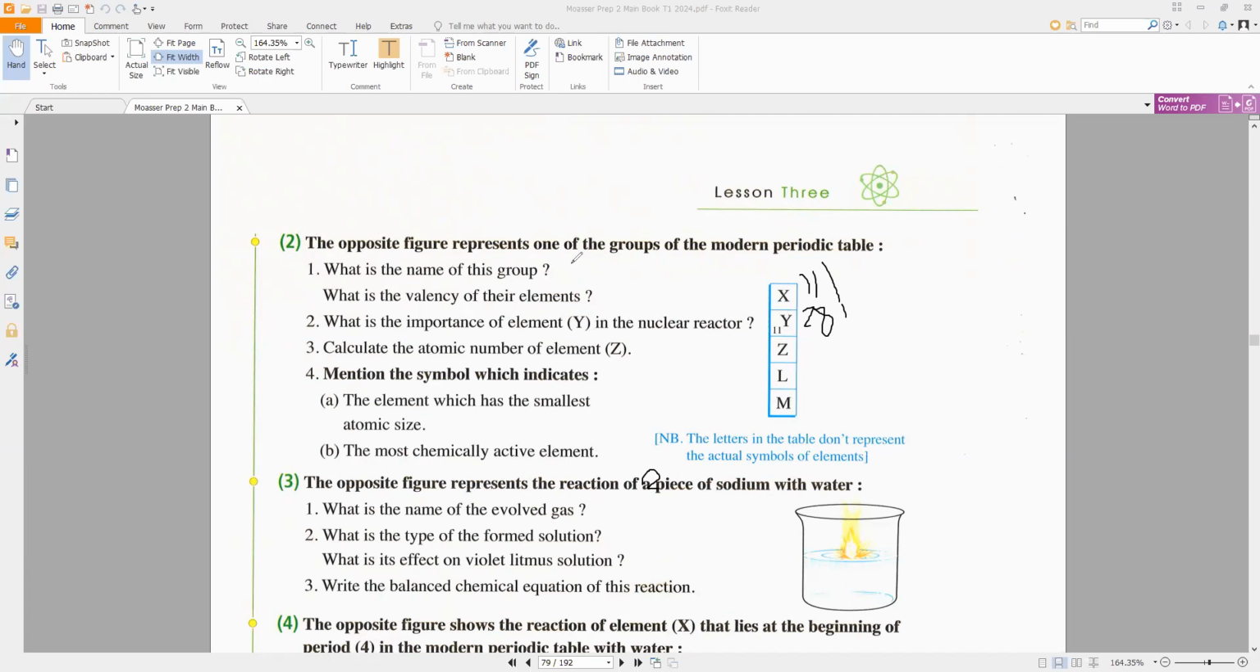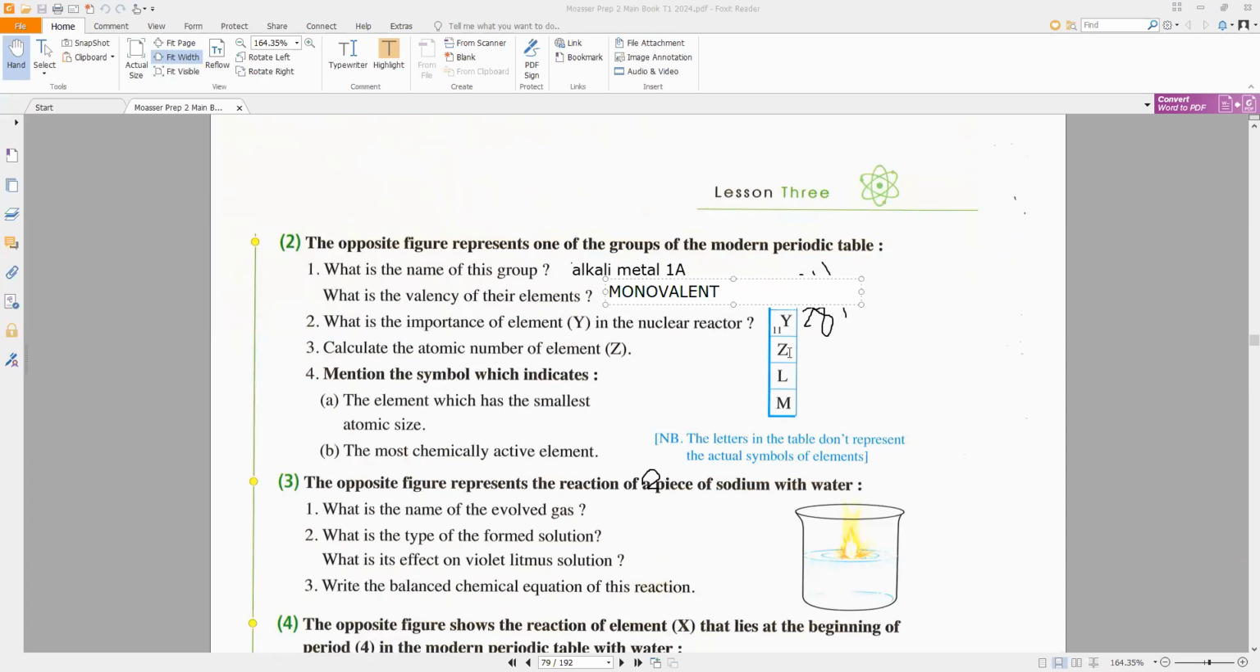So the name of this group is alkali metal, or 1A group. What is the valency of this element? The valency is monovalent. It has one electron in the outermost level.